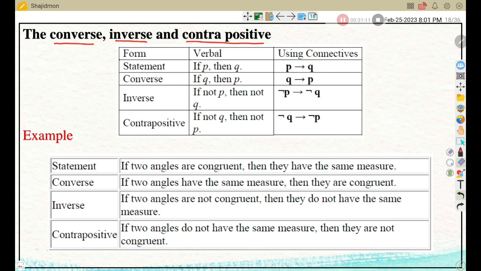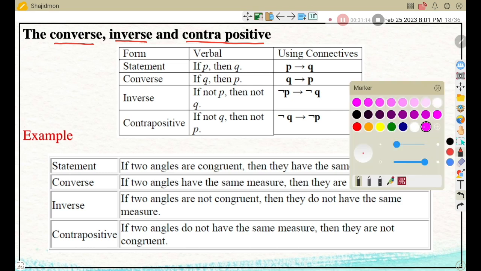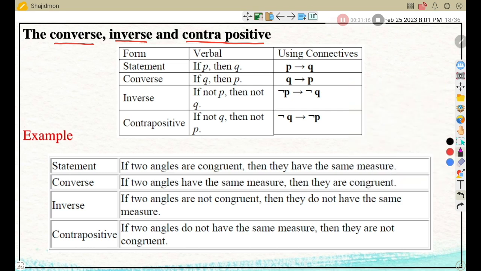Now what is the converse of that statement? Converse means just write in reverse. For P implies Q, write Q first, then the arrow, then P. This is the converse of the first statement. How do we read it? If Q then P, because we are using reverse order. Hope you understood how we write the converse of a statement: just reverse the order. If Q then P.